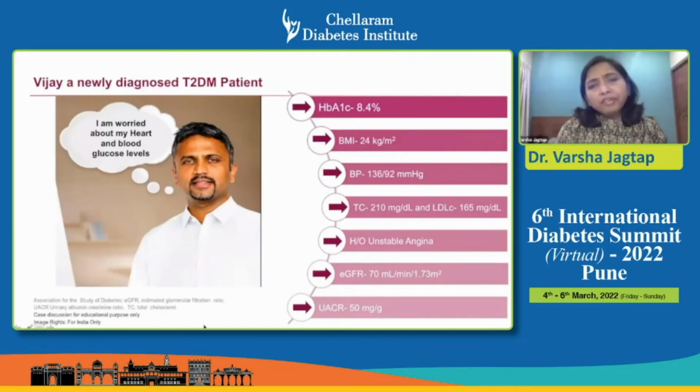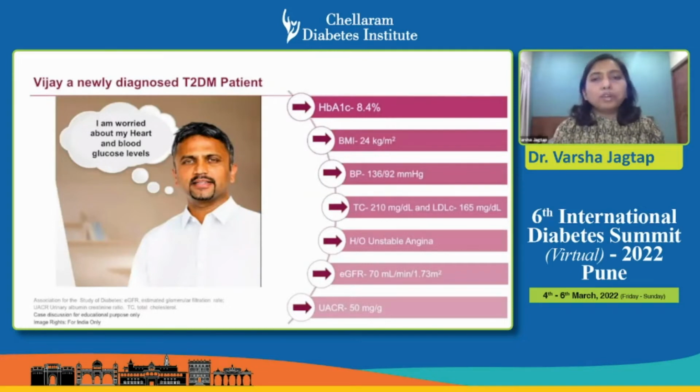When we look at his parameters, we can see that his HbA1c is uncontrolled. It is 8.4. He is slightly overweight with a BMI of 24. His blood pressure is well controlled, but we can't say the same about his cholesterol. His LDL value is quite high, 165. And he does complain of intermittent chest pain on exertion. His eGFR is 70, and he has some microalbuminuria. So, as you can see, he has multiple risk factors for developing cardiovascular events.